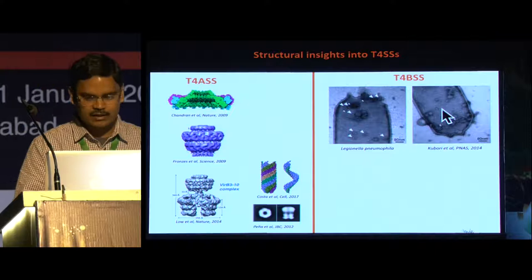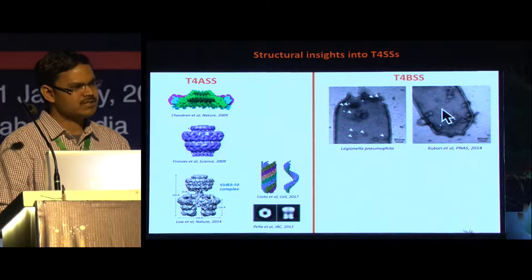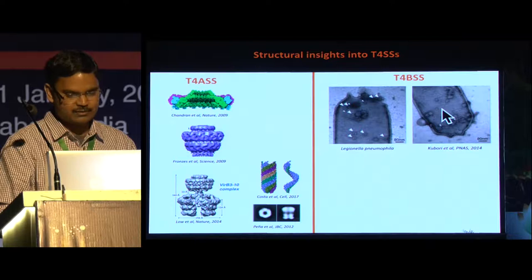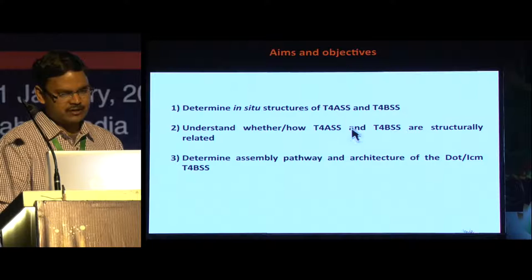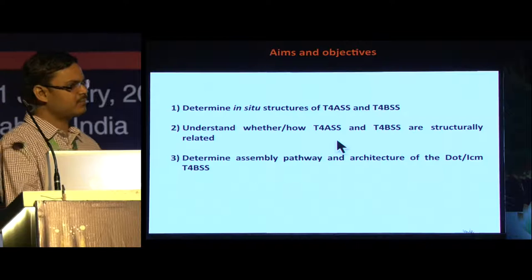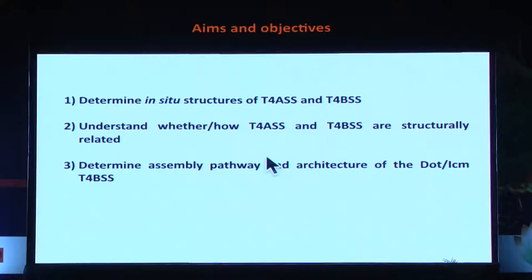There have been many attempts to purify this molecular machine from the cells, but so far none have been successful because they are very complicated and there are too many components. So our aim was to get an in situ structure of both the type 4A and type 4B secretion systems, and to know, because they have different genetic compositions, whether they are structurally similar or not. We also wanted to know their assembly pathway and architecture. I'll probably not have time to go into much detail, but let's see how far we can go.